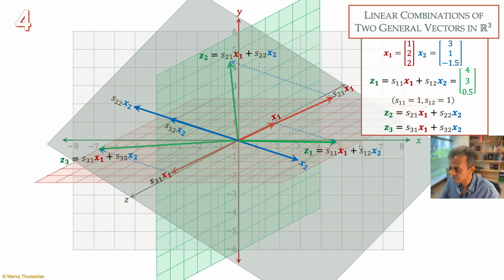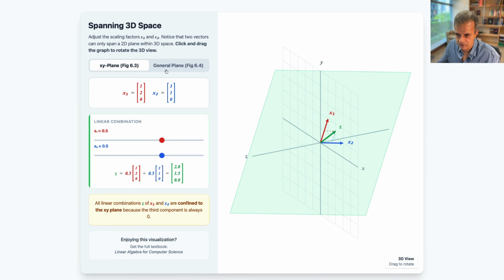That is a lot harder to visualize. So let's go back to our interactive visualization and take a look. So click on this general plane.